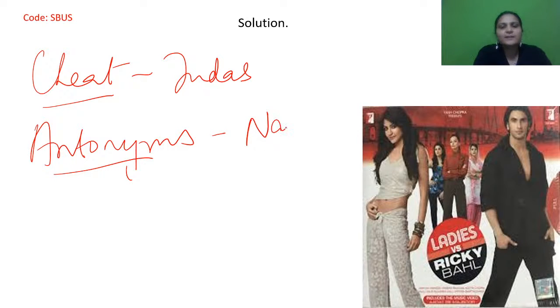One is naivete. Naivete is a person who's very simple, naive, innocent, gullible.